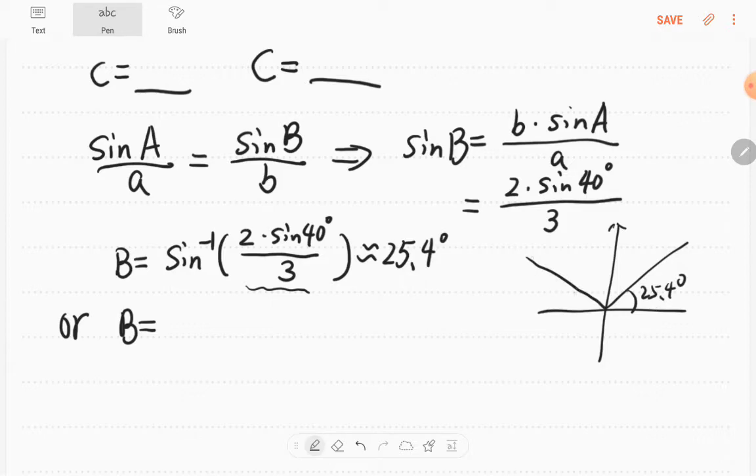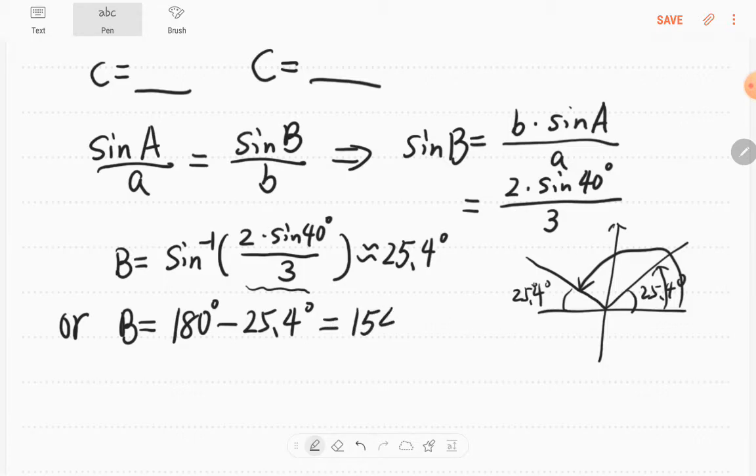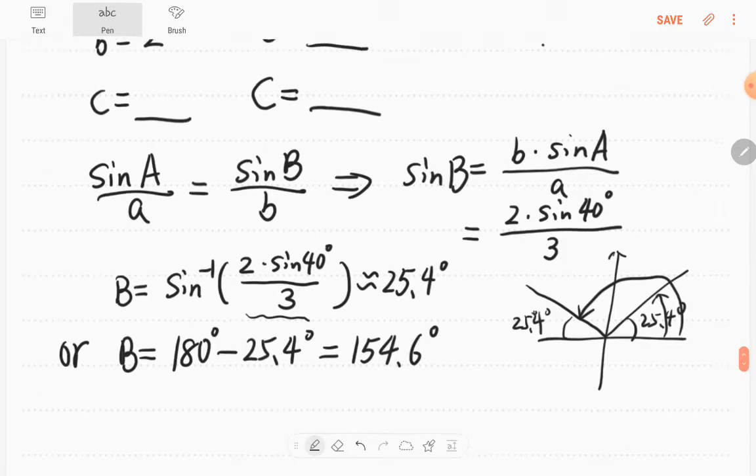This terminal side is here, and the reference angle is 25.4 degree, right? But these two angles, this angle and this angle, should have the same sine values, right? So this is the supplement angle. So how to get this angle? It's equal to 180 minus 25.4 degree. If you do the calculation, it would be 154.6 degree. So which one, right?